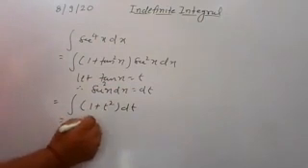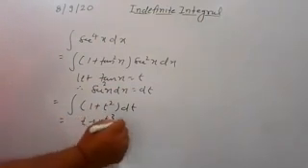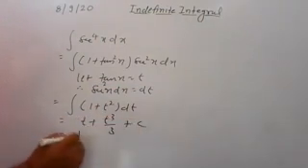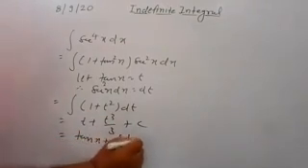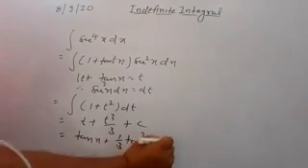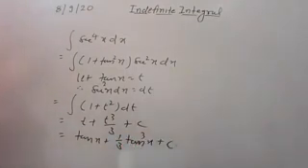So you have t plus t cube upon 3 plus c, which is equal to tan x plus 1 upon 3 tan cube x plus c is your answer. So here you get the integration of sec to the power 4x.